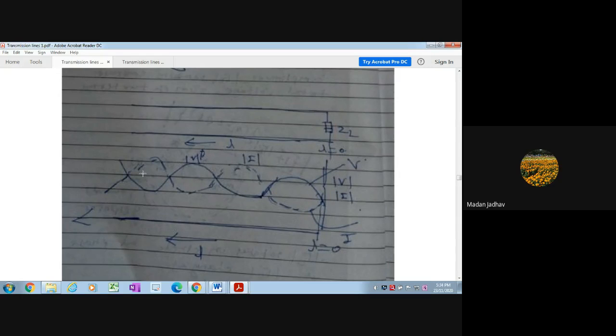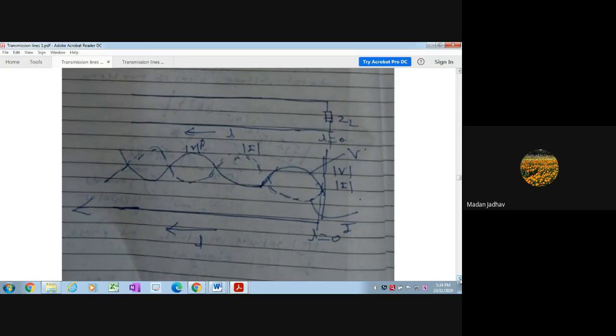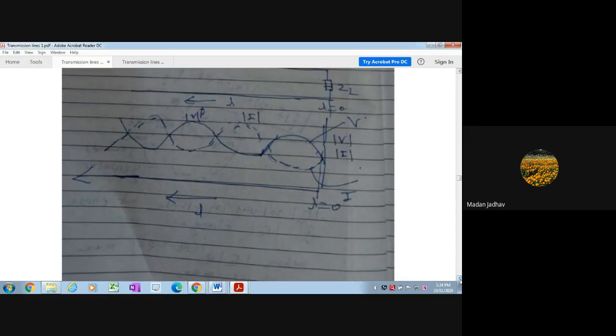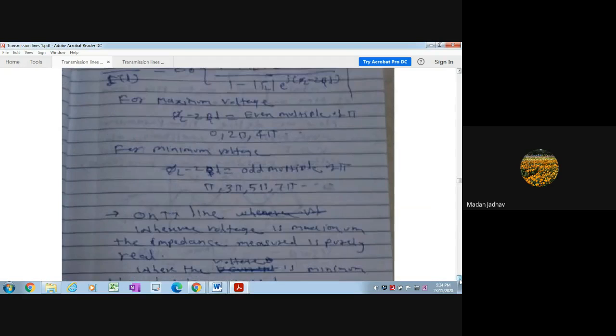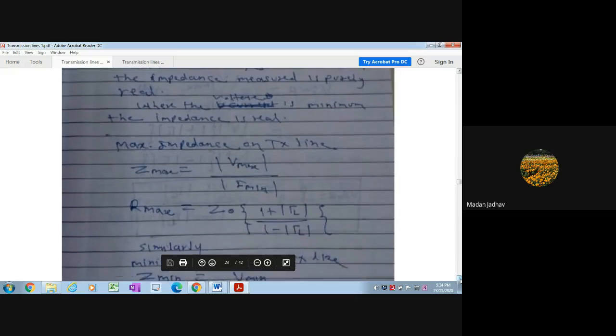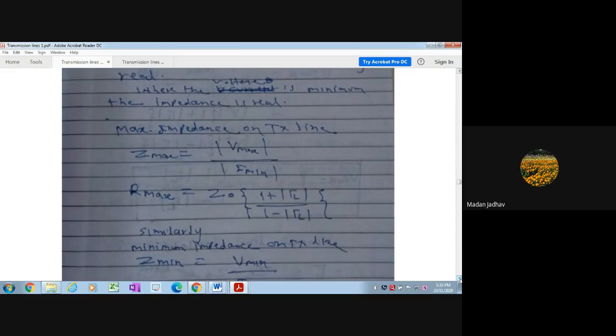Like this, you will get the maximum and minimum voltages along the transmission line. And we have to find out the location where the maximum voltage is and where the minimum voltage is, what is the distance of the maximum voltage and what is the distance of the minimum voltage from the load. Now this is about the voltage standing wave ratio. For odd multiples of pi, voltage is minimum.